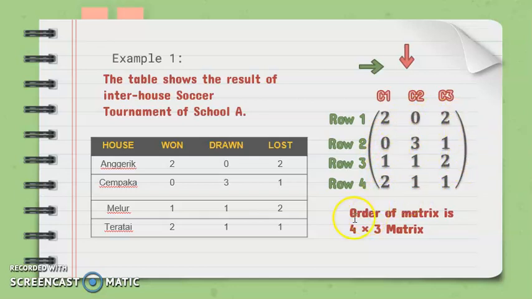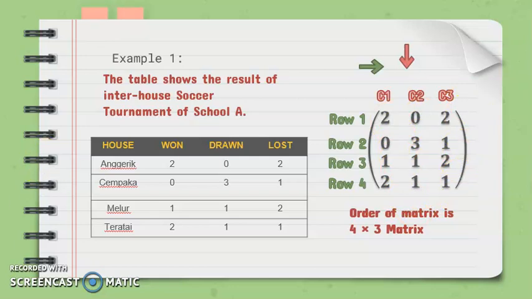Next, how can we state the order of the matrix? Let's first count the number of rows. How many rows do we have? 1, 2, 3 and 4. So 4 rows, so we write down 4 by, which is multiply. How many columns? 1, 2, 3. So we have 3 columns here. So we can write it as a 4 by 3 matrix. So a 4 row by 3 column matrix.